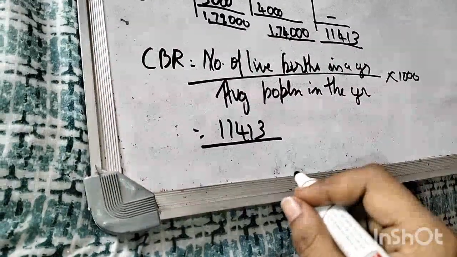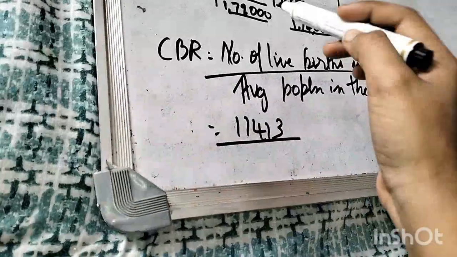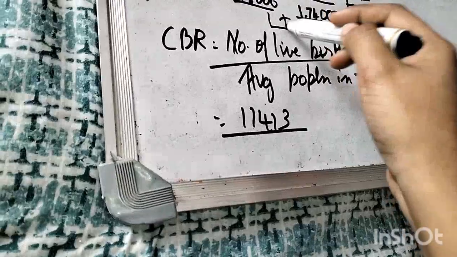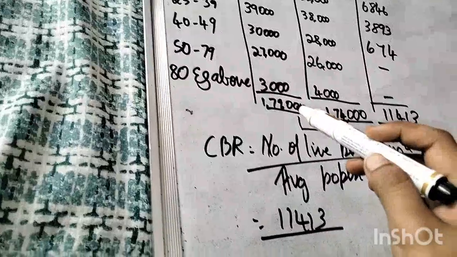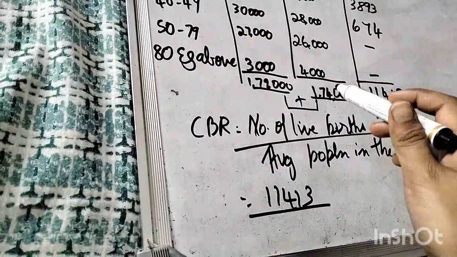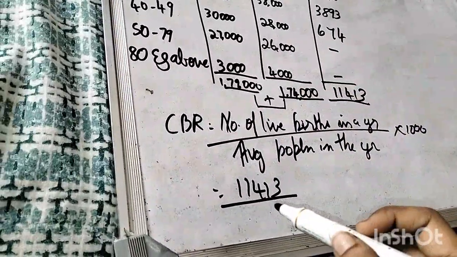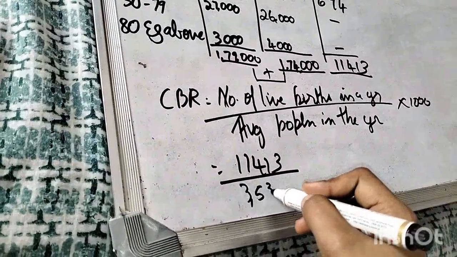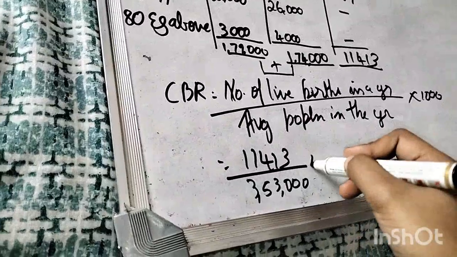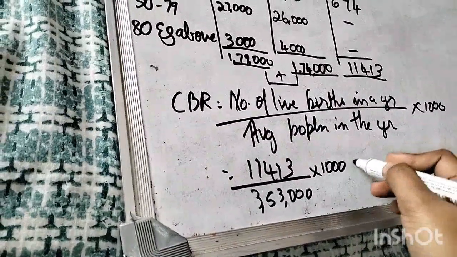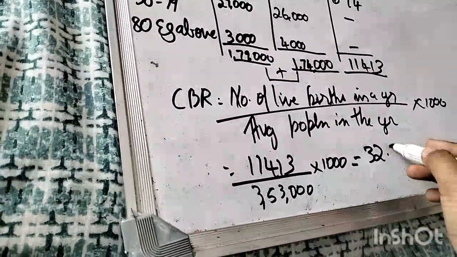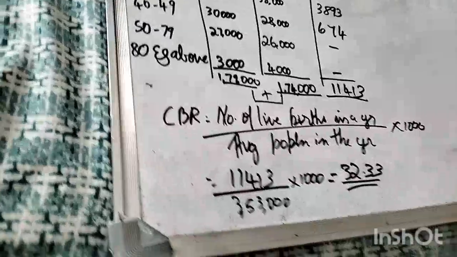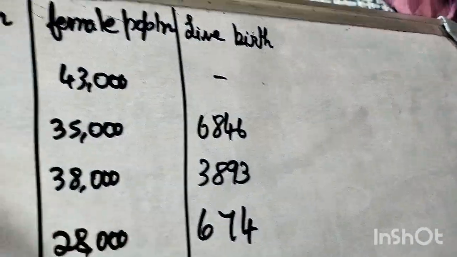For the average population in CBR, you need to always add the male population and the female population. You consider both of them. So 1,79,000 plus 1,74,000 gives you 3,53,000, into 1,000. So it's going to be 32.33. So that's CBR.